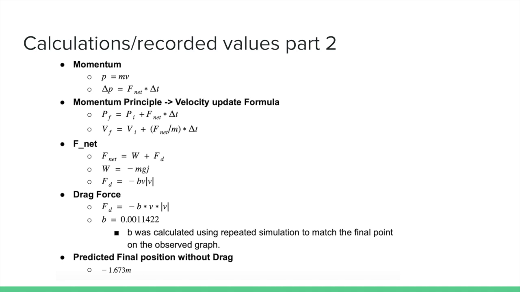From the momentum principle, we derive the velocity update formula as shown. To calculate F net, we set it equal to the weight and drag force. While the weight force is constant, the drag force relies on the magnitude and direction of velocity. From repeated simulation and approximation, we get a drag constant b of 0.001422. The predicted final position without drag is negative 1.673 meters. And as we use the final position to find the drag constant, it is the same as the observed motion.